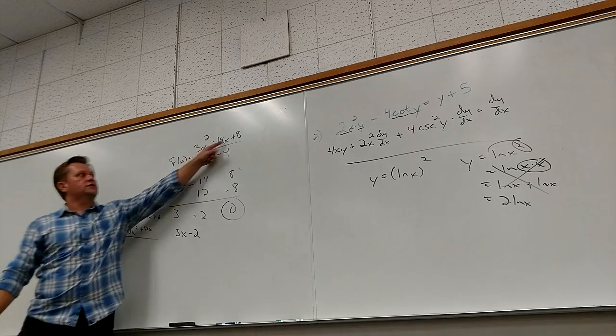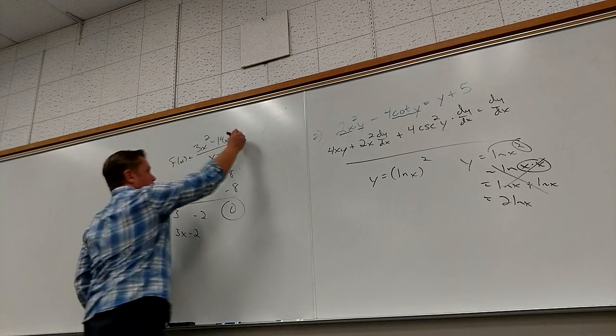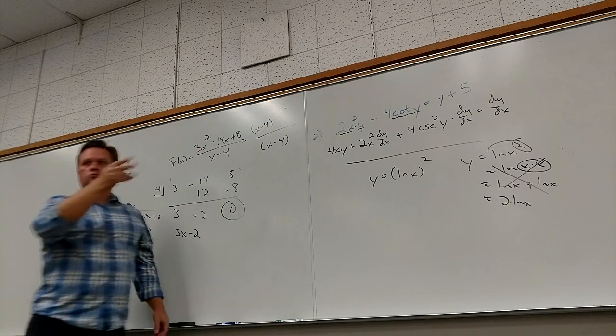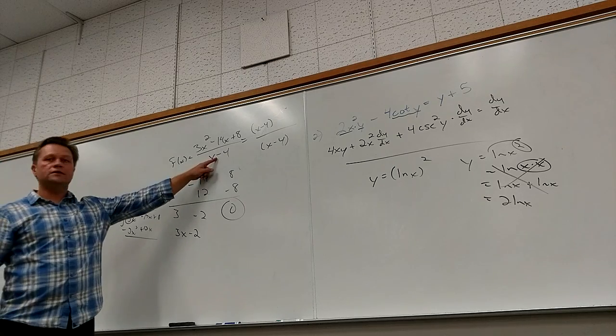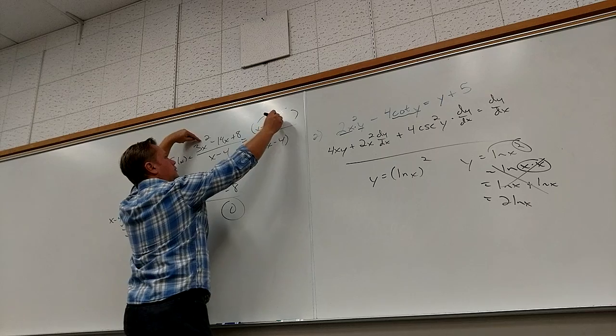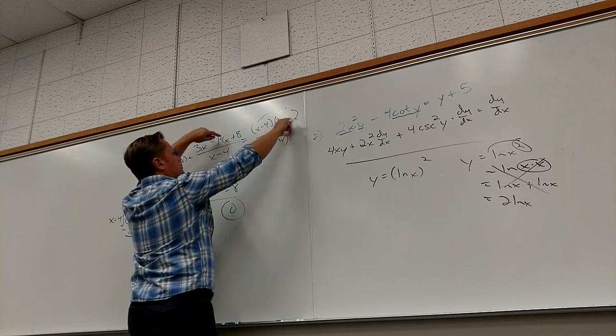Or just factor this. Watch this, here's another way to do it. Assume that a factor is this, because if it isn't, then you do quotient rule, right? Assume that a factor is this. What would this have to be? X times what is 3x squared? 3x. Negative 4 times 1 is 8.